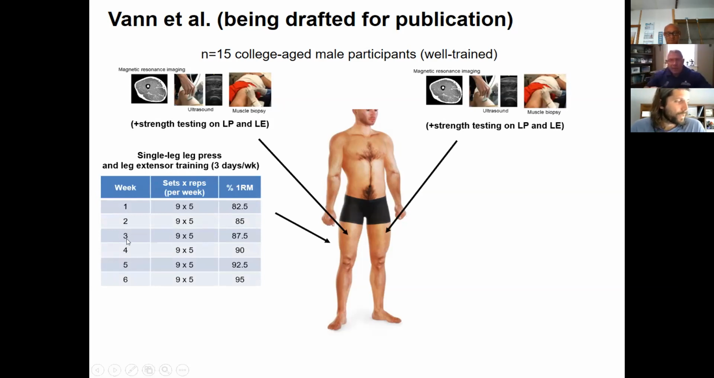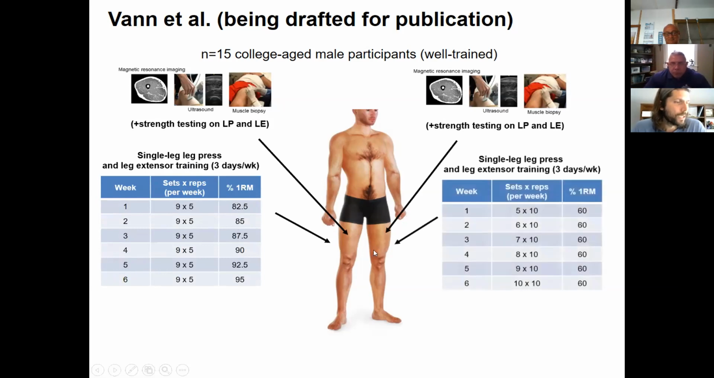This is the week by week breakdown in terms of sets and reps per week for both the leg extensor and leg press exercises. And this is the training load, right? We wanted this leg to be the high load training condition for 6 weeks. This is the high volume leg, right? So again, week by week, you can clearly see higher volume, 60% 1RM.